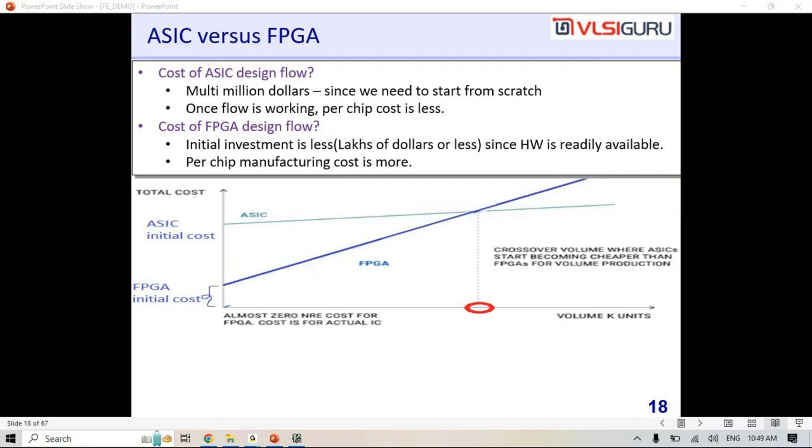See, at this point, if I draw this, the Y-axis is cost and the X-axis is volume: how many chips you want to manufacture. Whatever place I have drawn the dotted line, which one is better? ASIC is better. ASIC is costly or FPGA is costly?